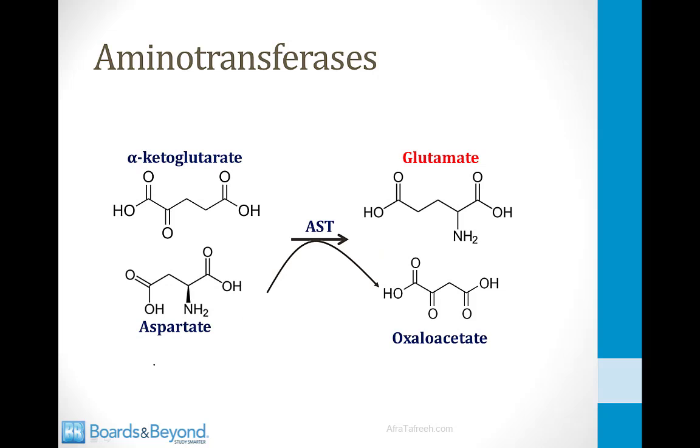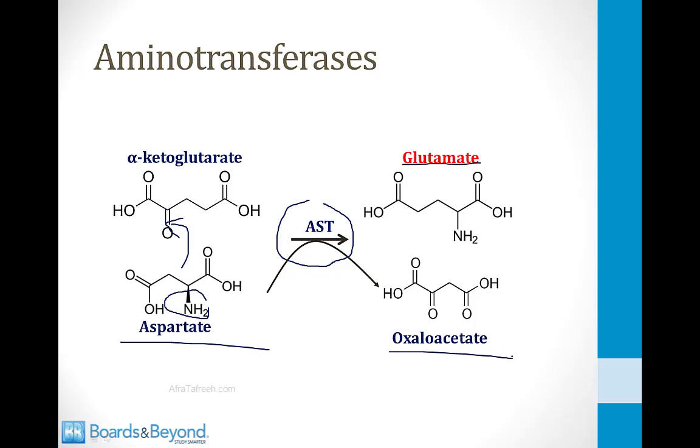Let's look at the one that pertains to the amino acid aspartate. This aminotransferase reaction is catalyzed by the enzyme aspartate aminotransferase, or AST, and it takes the ammonia from aspartate and passes it to alpha ketoglutarate. In doing so, it will create a molecule of glutamate, and it will also create the alpha keto acid of aspartate, which happens to be oxaloacetate, which you may know is a TCA cycle intermediate.